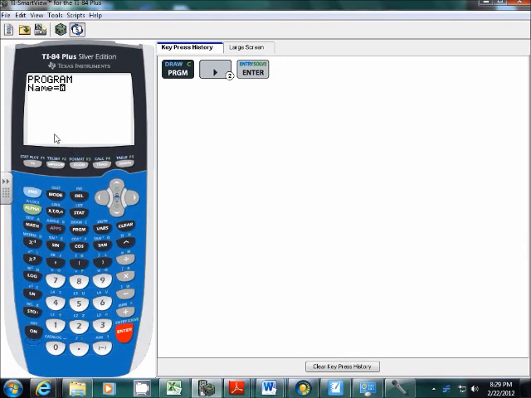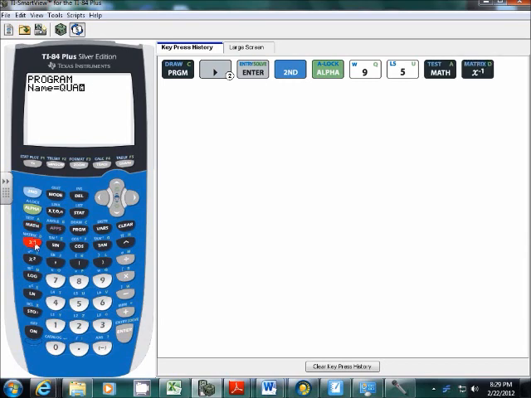Now we need to call it a name. I'm going to call it Quad. If I press second function alpha, it just holds down the alpha key, and it means I can just type without pressing the alpha button repeatedly. So Q-U-A-D, Quad, and that's my program name.